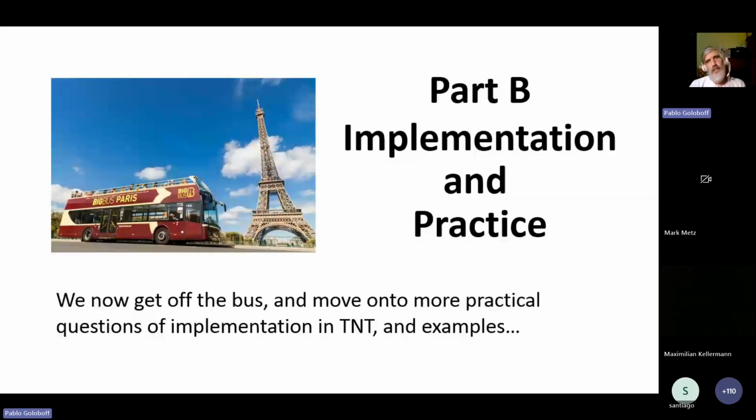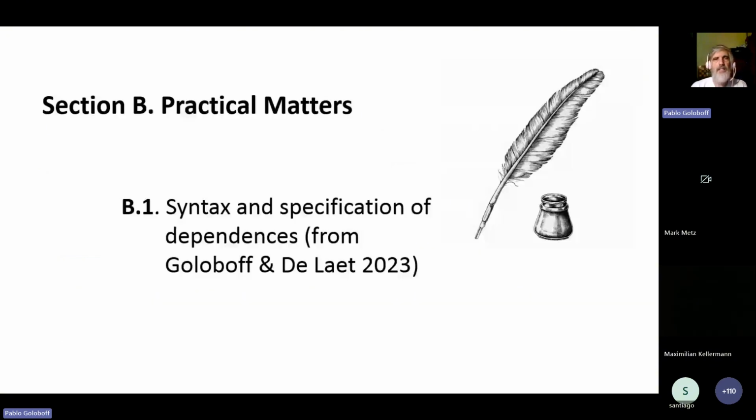Okay, so this will be part B, implementation and practice, right? We just finished with the theory, so we now get off the bus and move on to more practical questions of implementation, practical matters, and let's see some of the syntax and specification of dependencies. And this is what was defined in that paper in 2023.